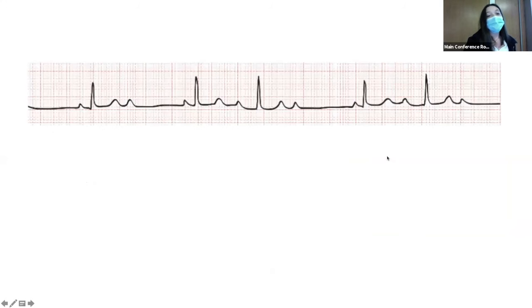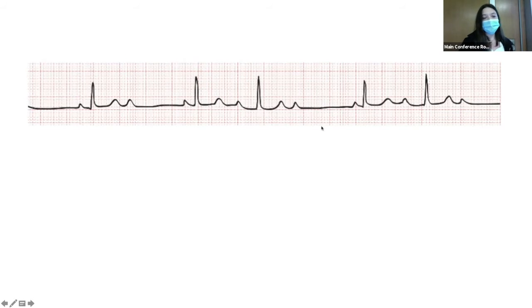Okay. So here's the next strip. The rate on this one is a little bit hard to determine because I can't say if this is a 10-second strip or not. So I'm just going to jump to talk about the rhythm. To determine if it's sinus, I see a P wave for every QRS complex, but there's not a QRS complex after every P wave, as you know here. There's a P wave without a QRS complex.